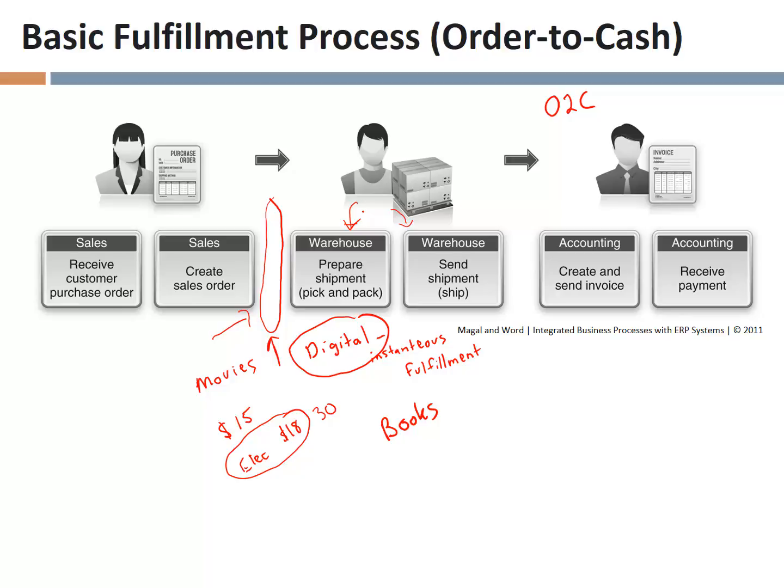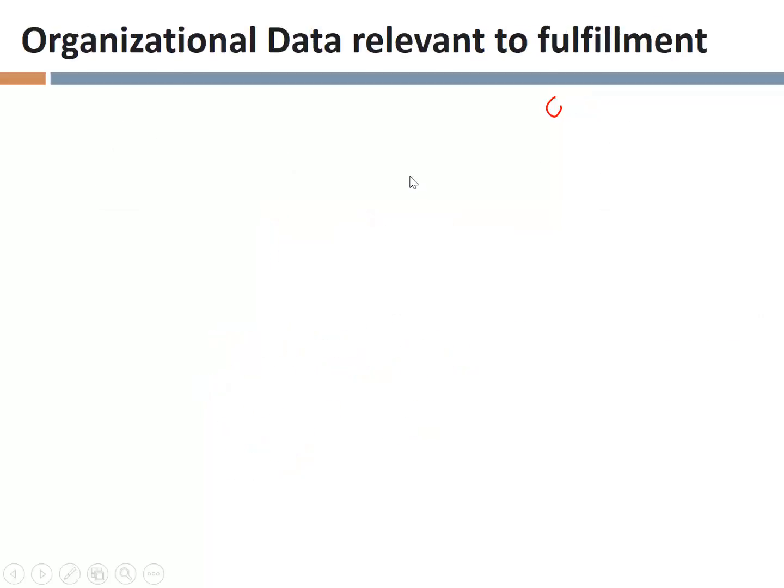Other comments, questions? All right, so fulfillment process. Organizational data relevant to fulfillment. The client, okay? No surprise there. I don't know that we could come up with anything where the client wouldn't be relevant, because the client is the root of our organizational hierarchy. It's essentially our organization at its highest level of summary. That's always going to be relevant.